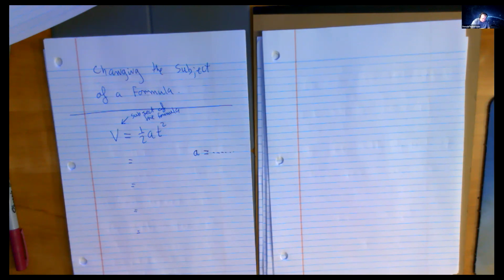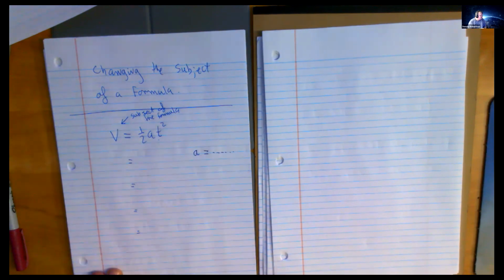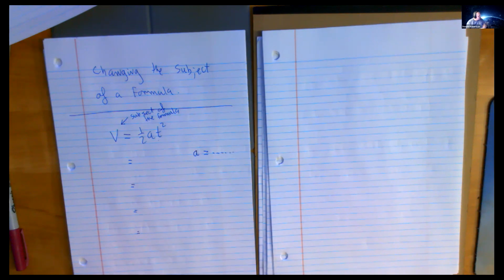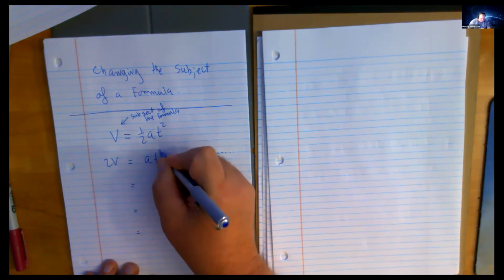So here goes. What would be a good move to get rid of that half? Because I think halves are really a pain in the butt. What could I do to both sides to get rid of it? You're moving your fingers, so I'm assuming you're saying times 2. Multiply by 2. Okay, so if you multiply it by 2, do you see it now turns into that?